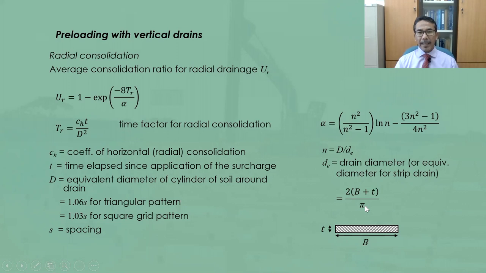Right? So if we look at this equation, pi multiplied by D is the perimeter of a circle, and then your 2(B plus t) is the perimeter of a rectangle. That's how we determine D sub e for geosynthetic strips.